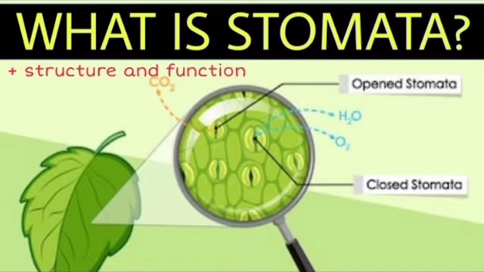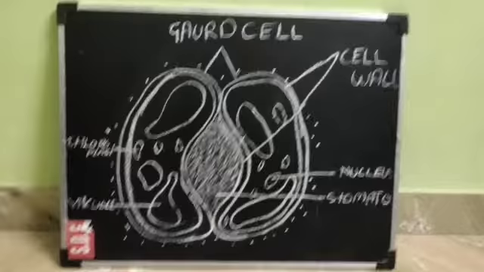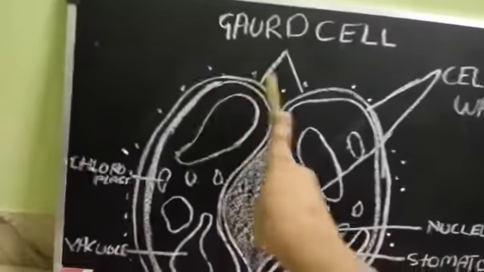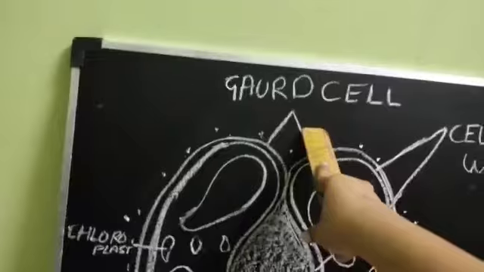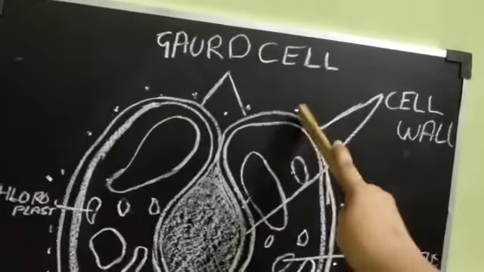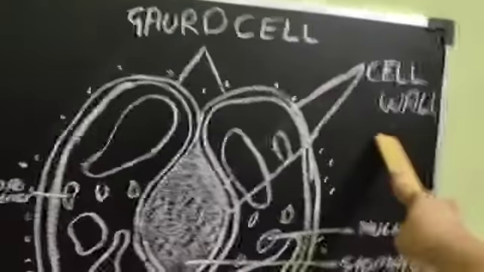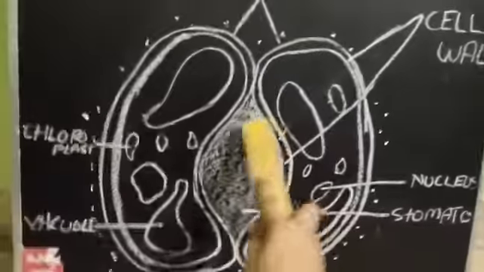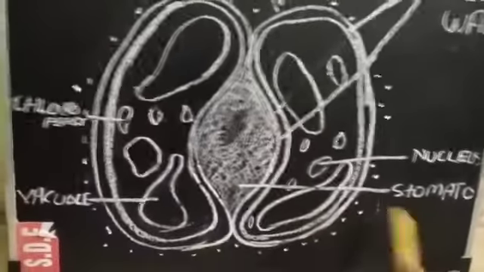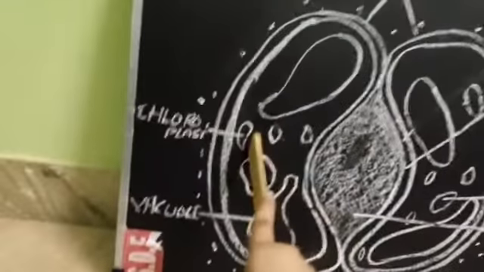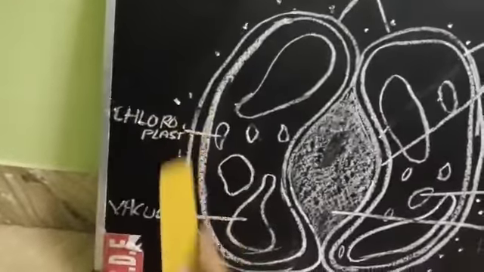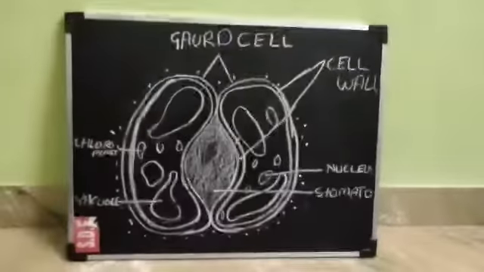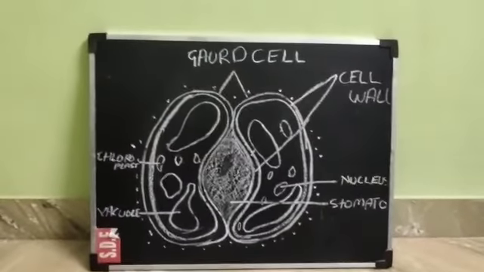Let's see now the structure of a stoma. This is the structure of a stoma. Both the lines' outer part is called the guard cell. The part between the lines is called the cell wall. The circle-like shape is called the nucleus. The shaded part is called the stoma. The oval-like shape is called the chloroplast. And the bottle-like shape is called the vacuole. This is the structure of a stoma.